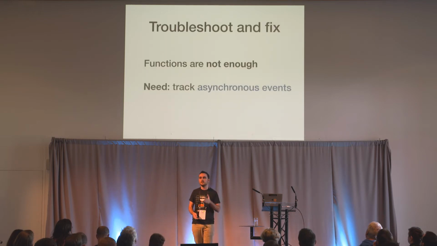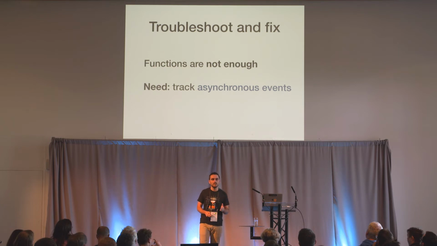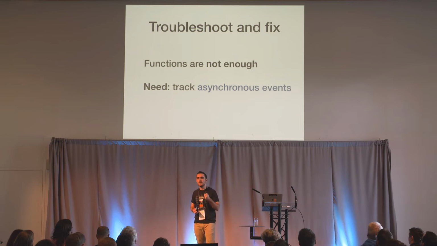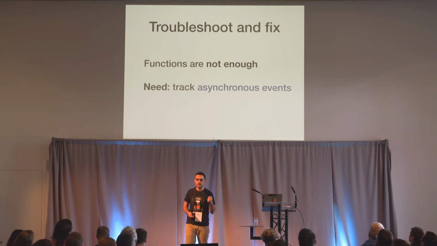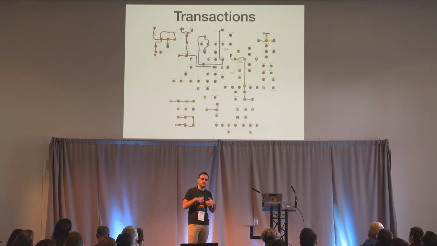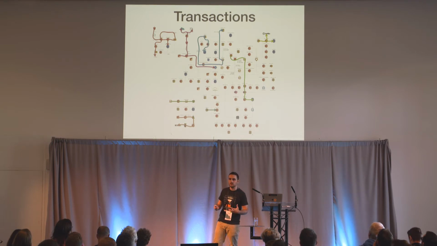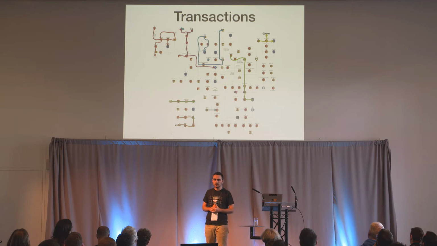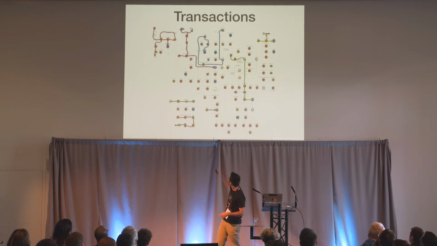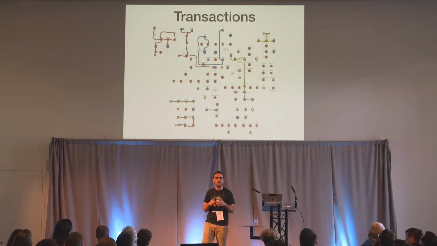So it is obvious that in order to troubleshoot and fix our system effectively, we cannot just look at a specific function invocation. We have to be able to track asynchronous events across our system. Now, these flows of data over asynchronous events is something that we call transactions. Now, there are different kinds of transactions. There are simple transactions, like the one you can see here in green, which consists of a really small amount of resources.